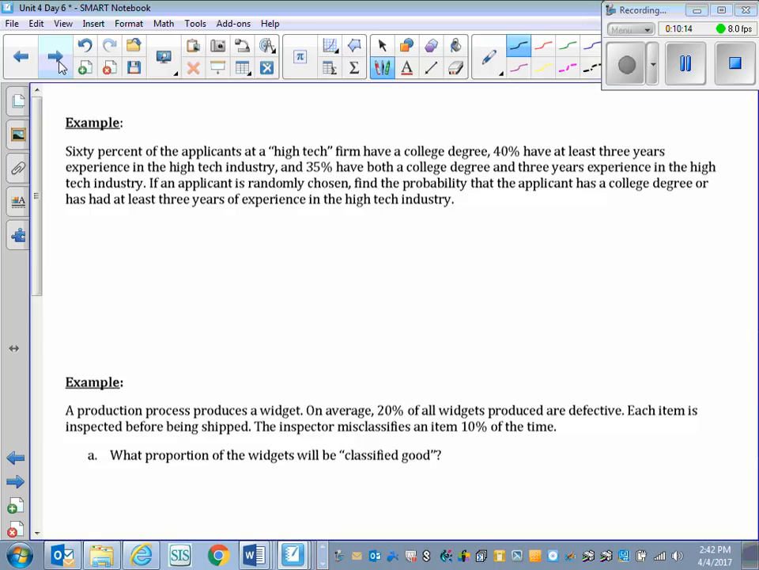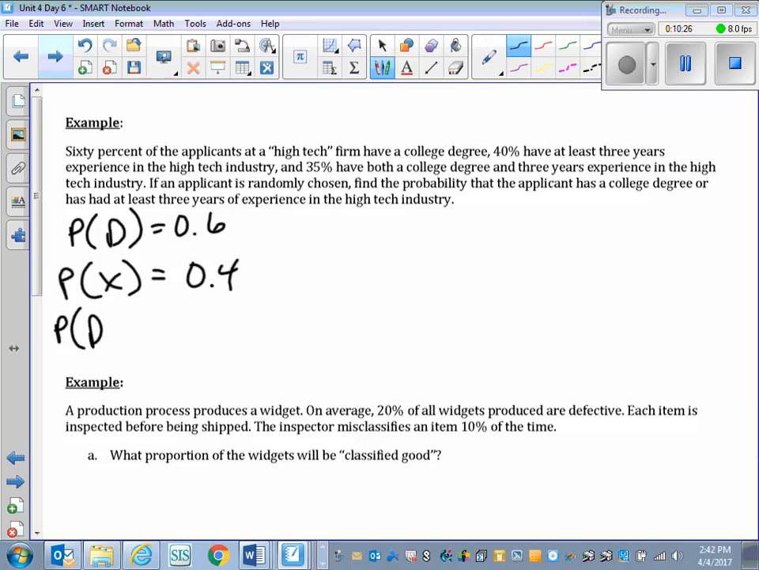So we have the probability of having a degree being 0.6. Probability of having experience, we'll say, is 0.4. And the probability of having a degree and experience is 0.35.